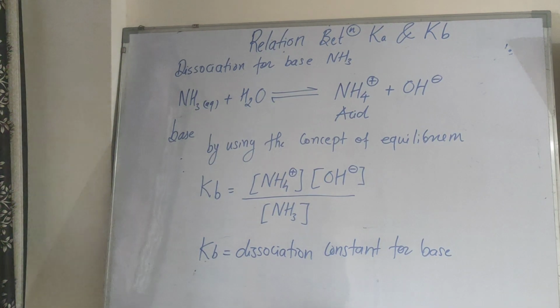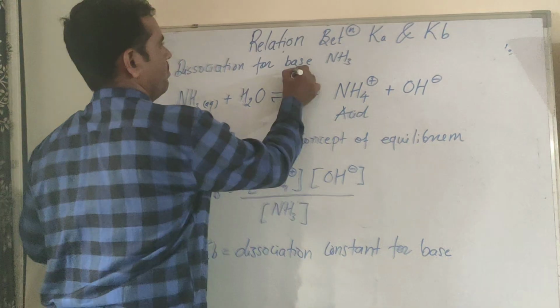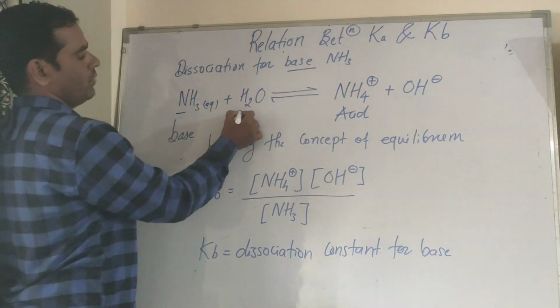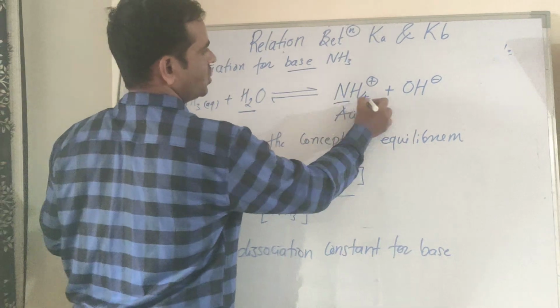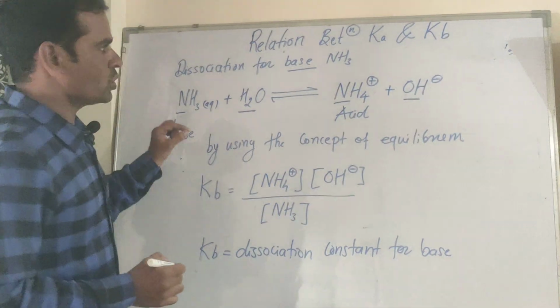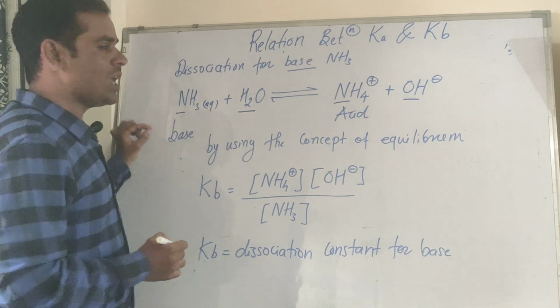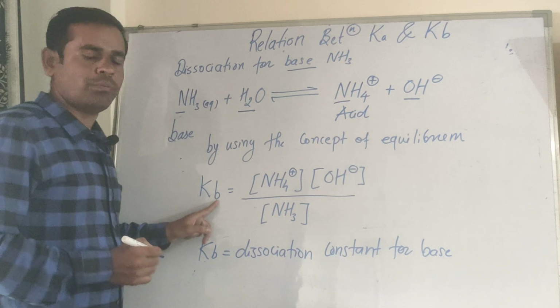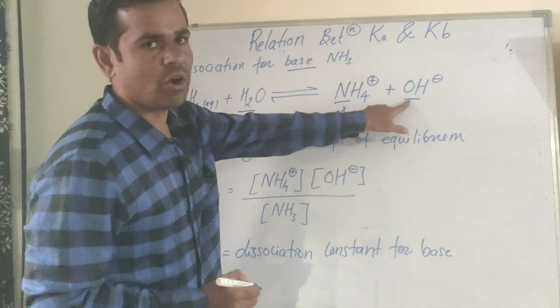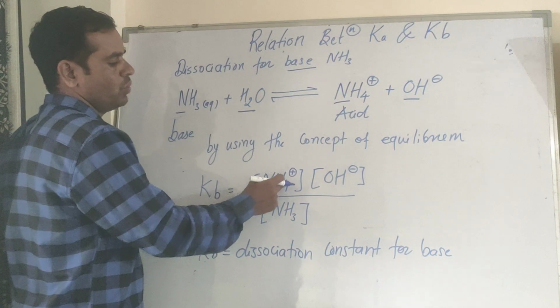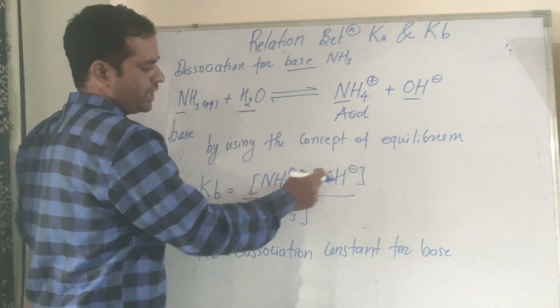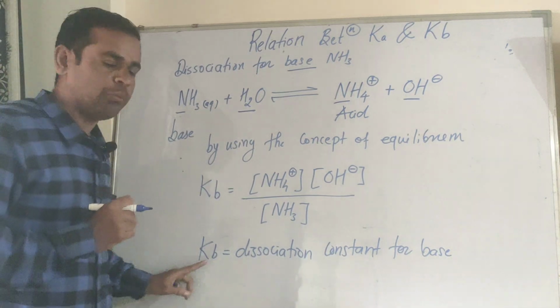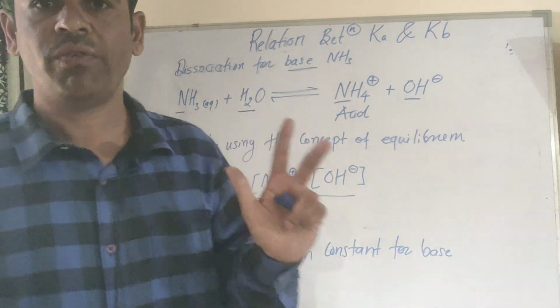Look at the dissociation constant for base. NH3, which is dissolved in water, forms NH4 positive and OH negative. For this dissociation of the base, we apply the concept of equilibrium: the dissociation constant for base is equal to the concentration of products, NH4 positive times the concentration of OH negative, divided by NH3. This Kb is nothing but the dissociation constant for base.